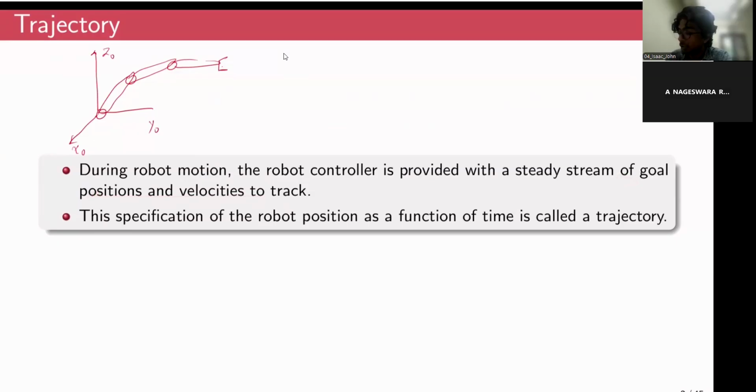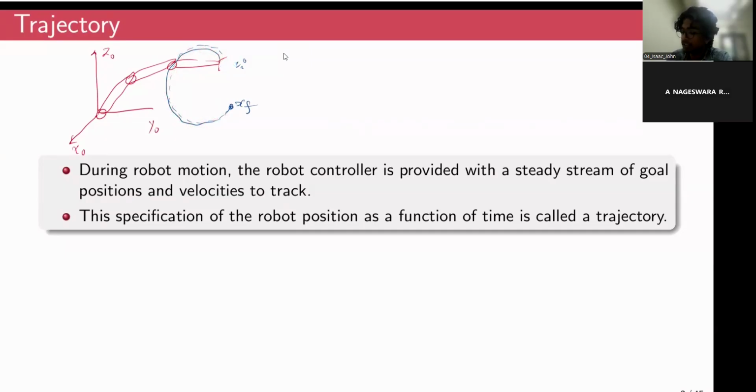So maybe your initial robot position is somewhere around here. Maybe I'll call this xi, the initial position. And you will be tasked to take the robot through a series of positions, and the robotic arm will finally end up at the final position xf, right? So on top of the initial position and the final position, you'll also have a steady stream of intermediate positions as a function of time.